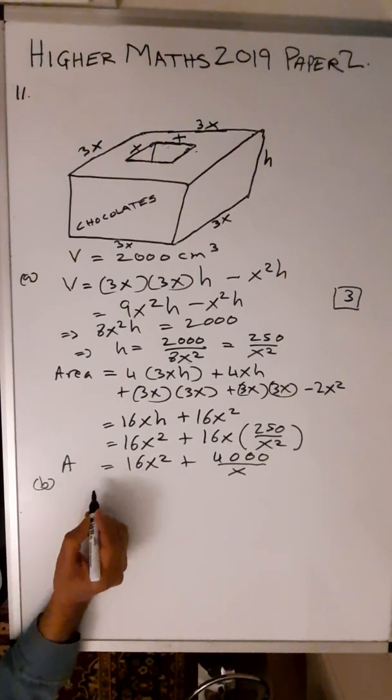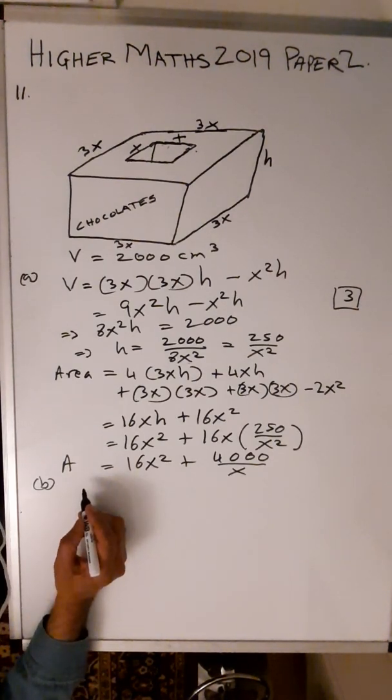And part B, you're being asked, and this is for 6 marks, to minimize the cost of production, the surface area A of the box should be as small as possible. Find the minimum value of A. So you need to differentiate this.